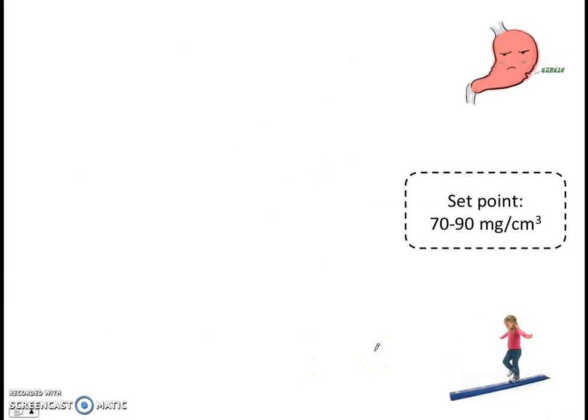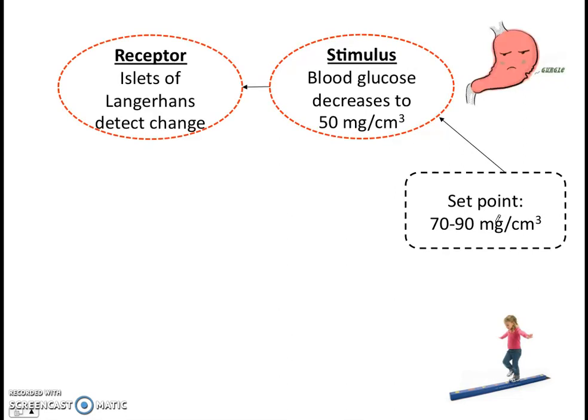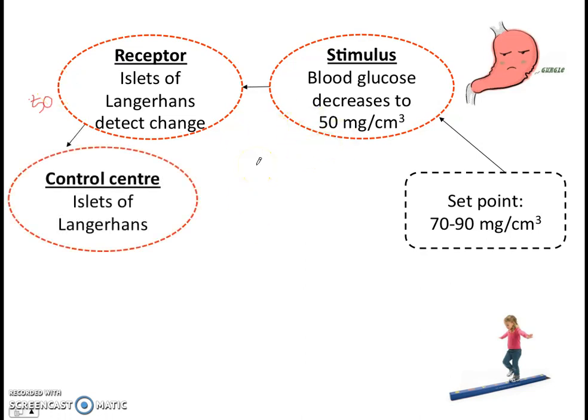Yay! So let's look at the reverse situation. Alright, so we have our set point of 70 to 90 milligrams of glucose per cm cube of blood. Now suppose you starve yourself, you're really hungry. The stimulus is that blood glucose decreases below the set point, to 50 units. Again, the receptors in your islets of Langerhans will detect the level of blood glucose, which is 50 now, and will send the information to the control center, also in the islets of Langerhans.